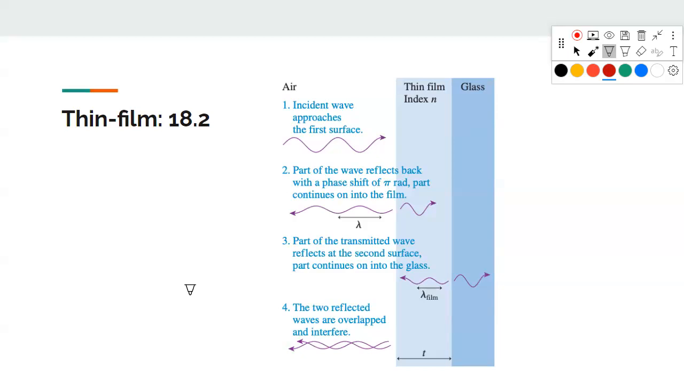So the wave that reflects in step 2, this wave here, had a phase change of pi, or as the book likes to say, it's as if it went an extra lambda over 2 distance.